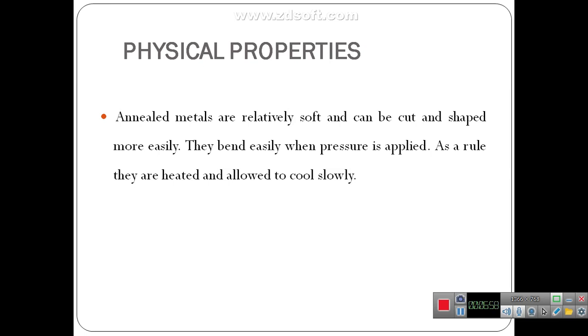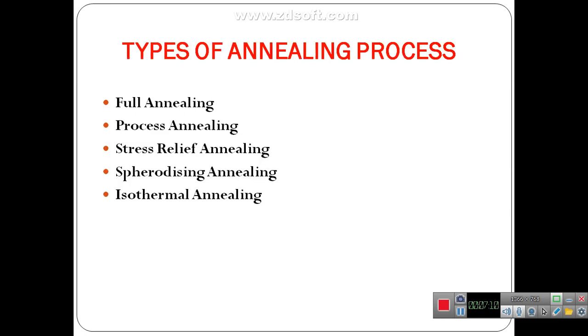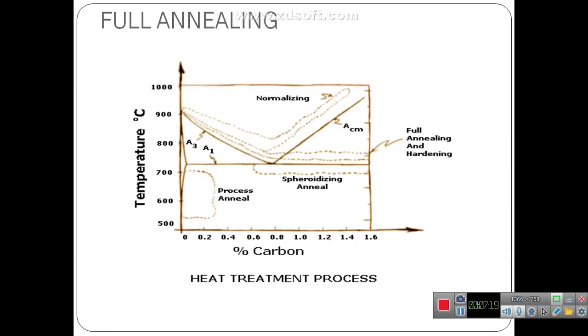The physical properties: annealed metals are relatively soft and can be cut and shaped more easily. They bend easily when pressure is applied. As a rule, they are heated and allowed to cool slowly. The types of annealing are full annealing, process annealing, stress relief annealing, spheroidizing annealing and isothermal annealing.